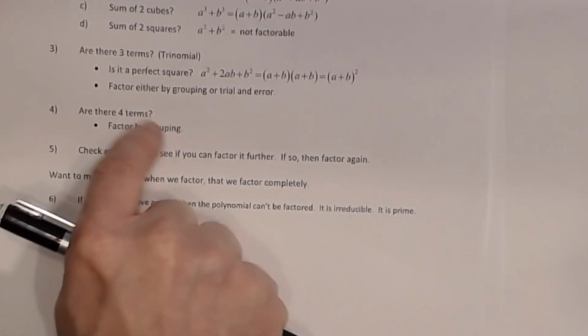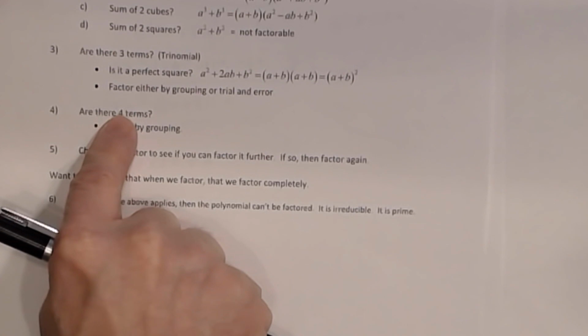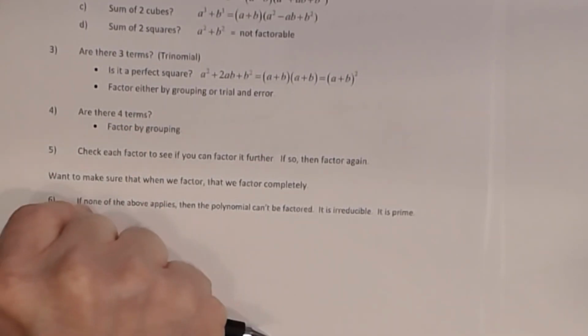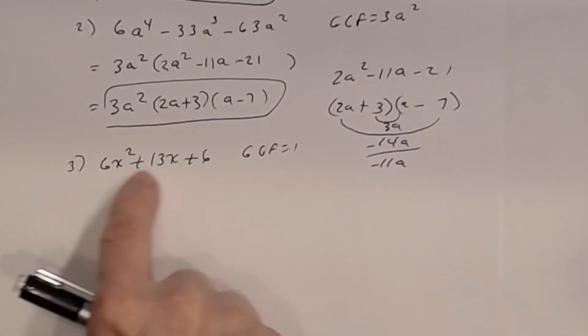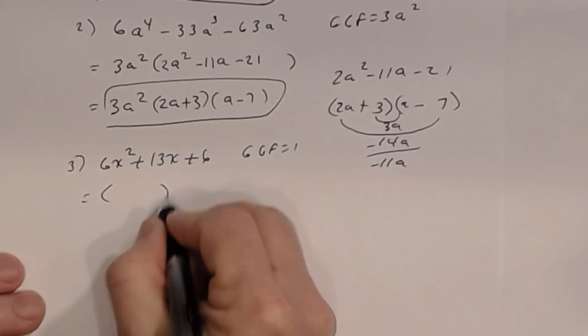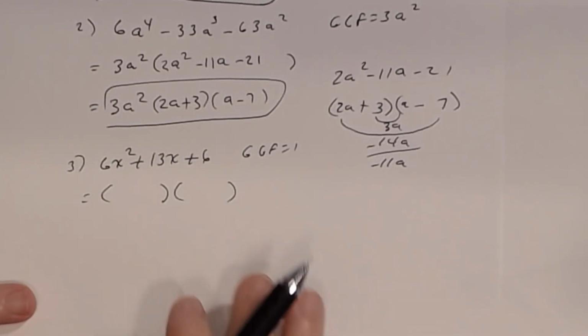And then the 4 terms. When you have 4 terms, I think that was the first week where you did the grouping. All right, so 2 terms, 3 terms, 4 terms. How many terms do you see here? 3. So let's use trial and error. So we're going to do the 2 binomials. So the GCF is 1.